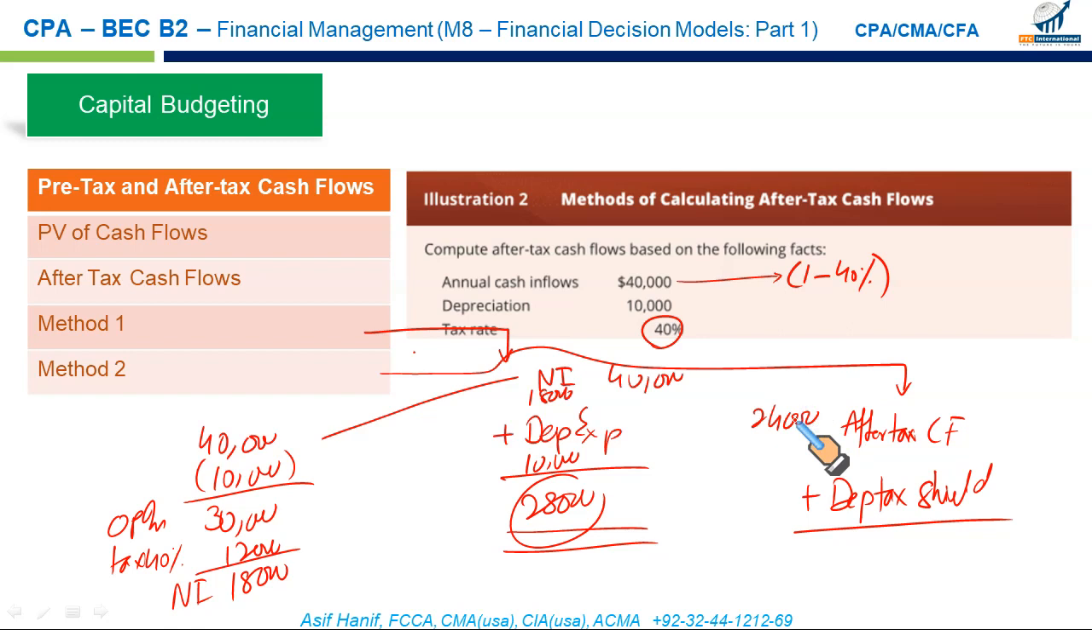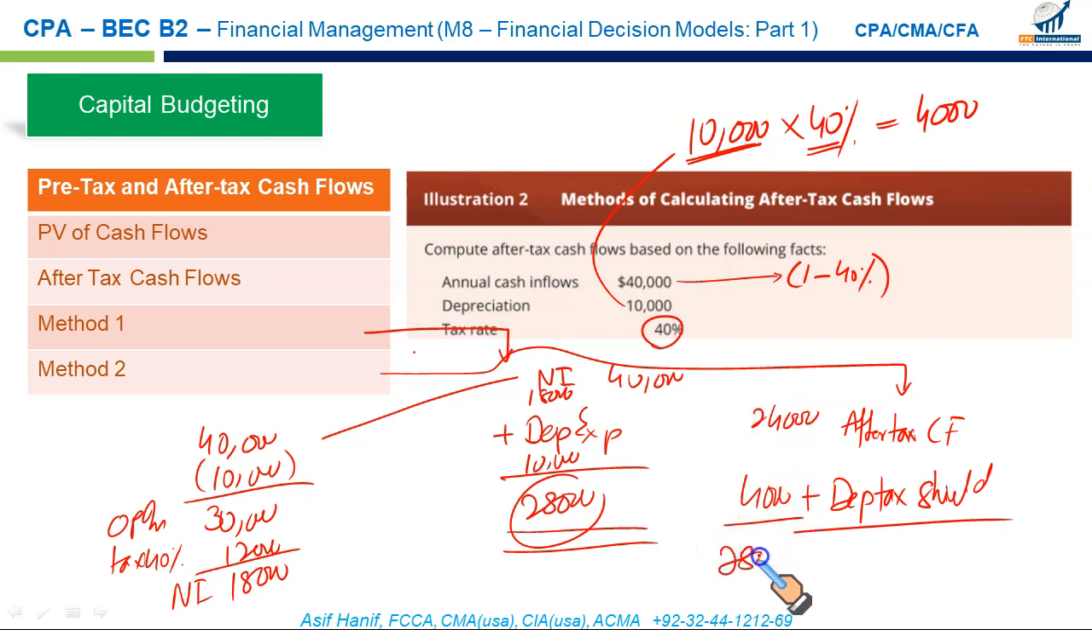Now we are moving from cash flows only. In this case, you are going to take the depreciation expense, which is 10,000. Since it's a tax allowed expense, a tax deductible expense, take just the percentage of this amount. 40% is the tax rate. Depreciation expense multiplied by that tax rate is called the depreciation tax shield. So if you add this 4,000, the amount would be the same, 28,000. This is the after-tax cash flow, right?